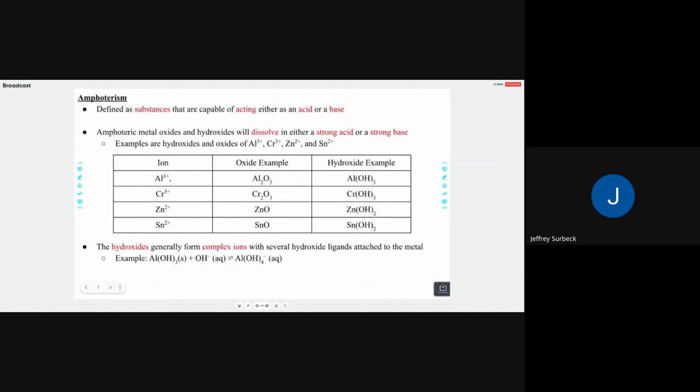And then we talk about this with amphoterism. So first off, what is it? It's a substance that can act as an acid or a base, and depending on what it's dissolved in or what the ion is actually paired with, that's going to determine, hey, is this going to act as an acid or a base, right? So we have several examples of different ions: aluminum, chromium, zinc, and tin. And as this dissolves in a strong acid or a strong base, it's going to affect everything that we've talked about in terms of solubility.